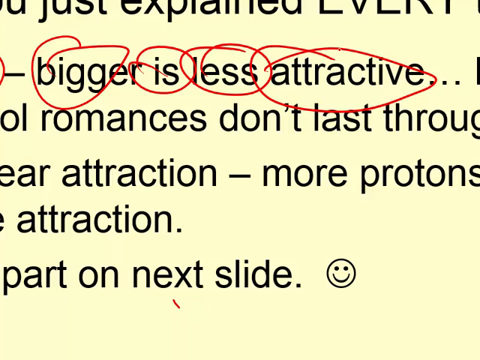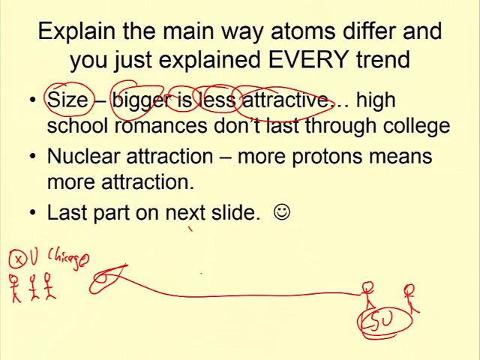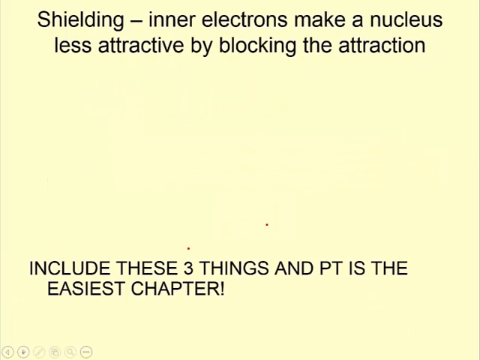Okay. So the bigger you are, bigger is less attractive because the attraction weakens with distance. Nuclear attraction: more protons means more attraction. Okay? More protons means more attraction. Shielding: inner electrons make a nucleus less attractive by blocking the attraction.